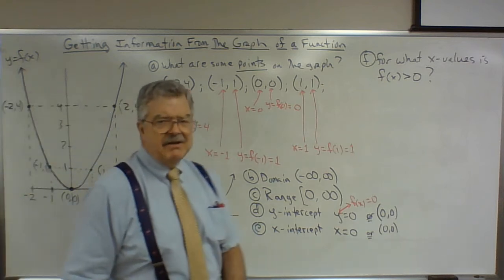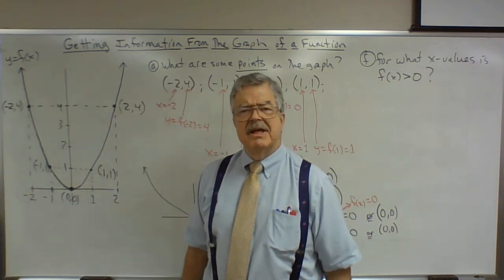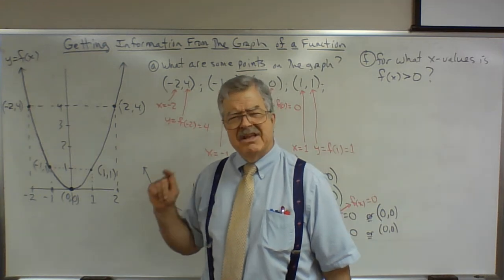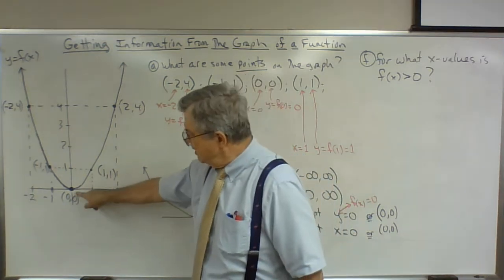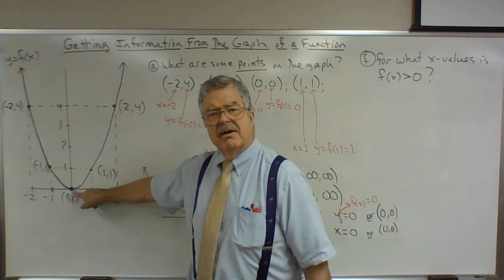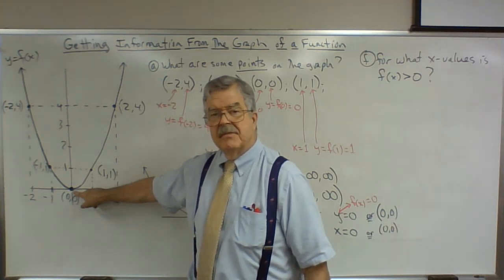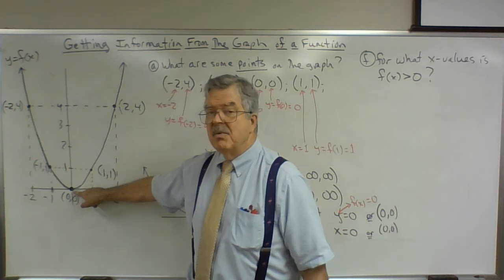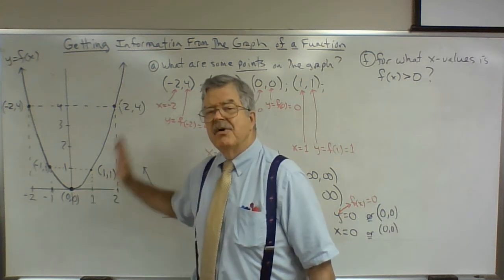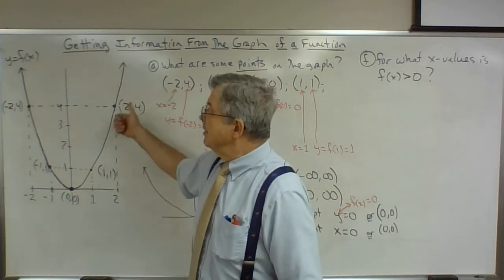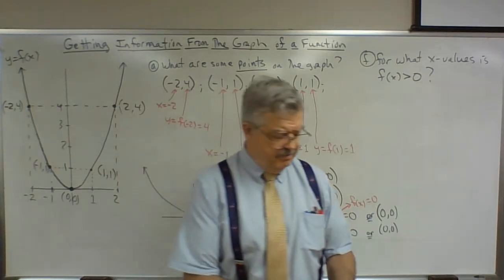As a matter of fact, it looks like the only place on the graph where y isn't greater than 0 is right there, where y equals 0. When x is 0, y is 0. But for all other values of x, f of x or y is positive.